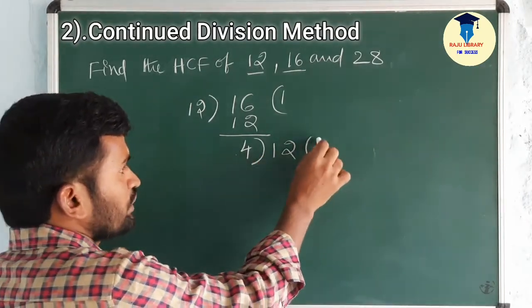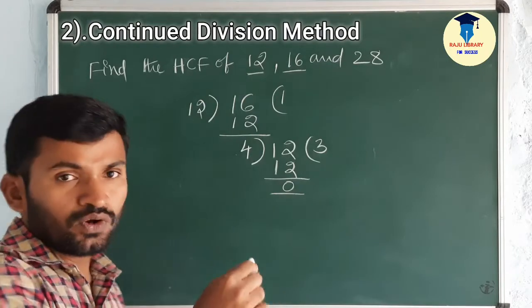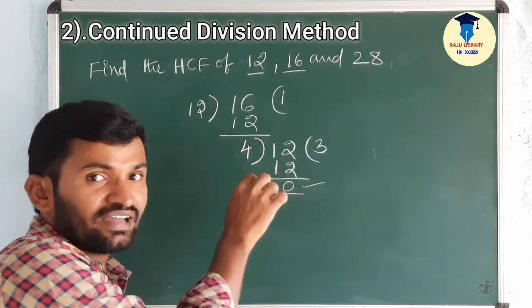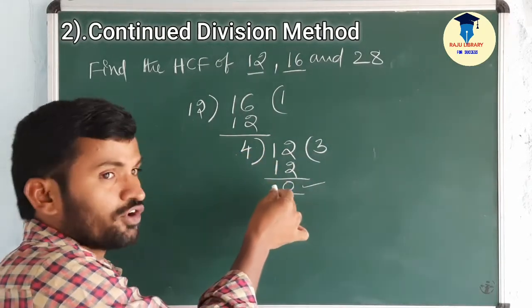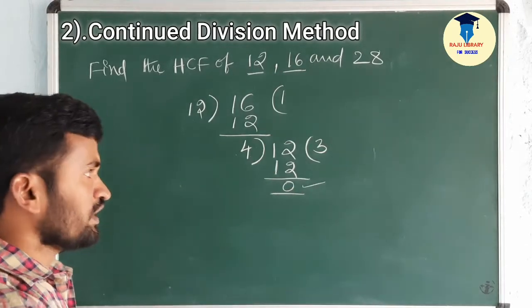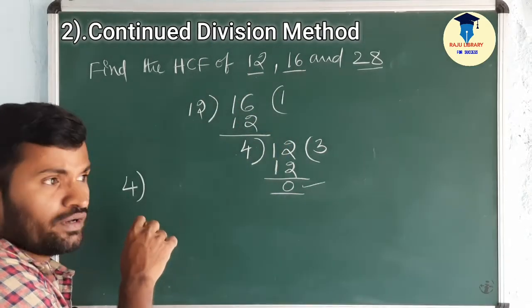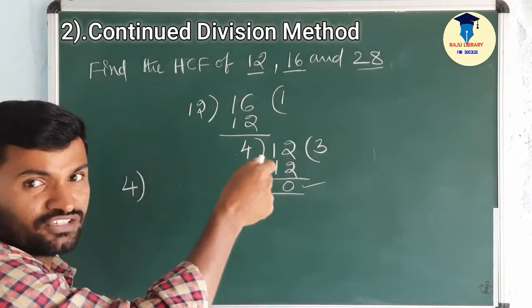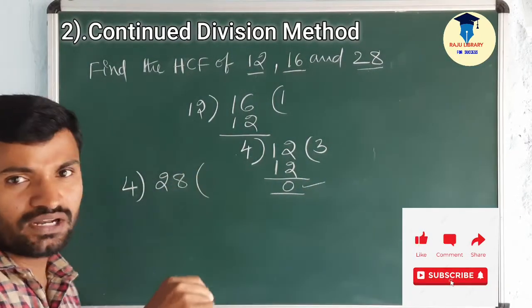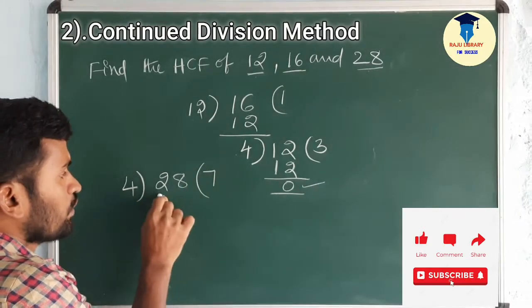Now 4 3 ja 12. The remainder is 0. So when we get the remainder 0, the divisor in that step, the last divisor of the last step, becomes the HCF of the given two numbers. So here 4 is the HCF of 12 and 16. Using this 4, we have to continue the division method by taking the third number. What is the third number here? 28.